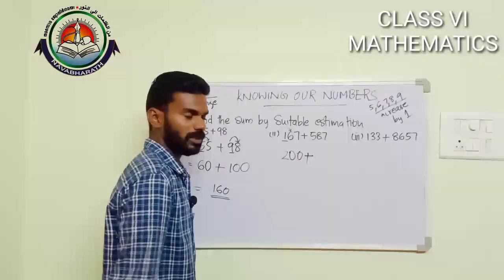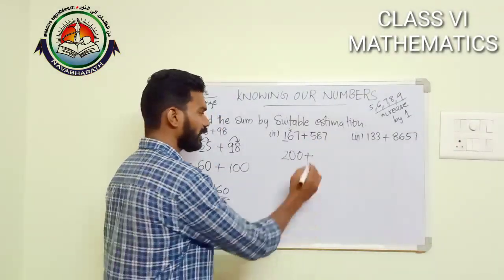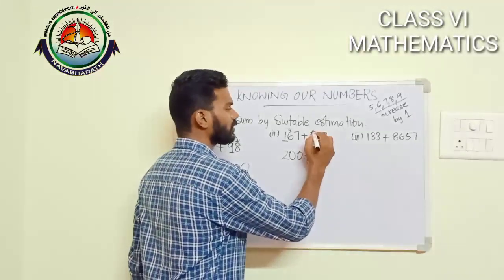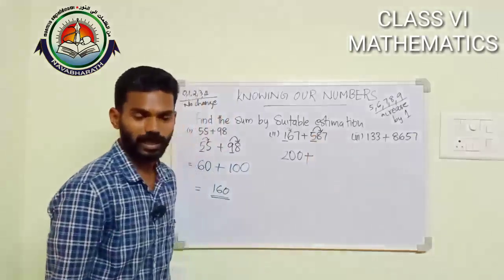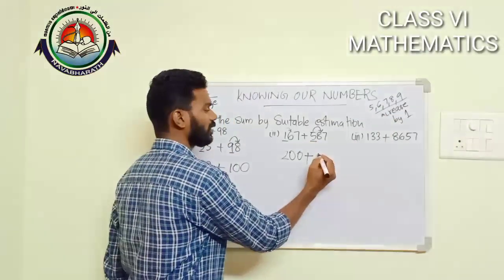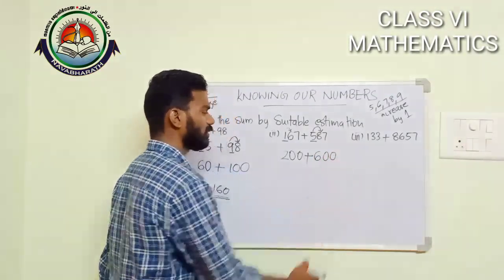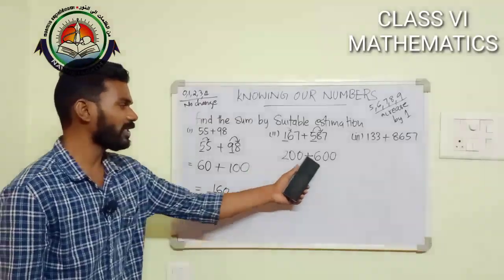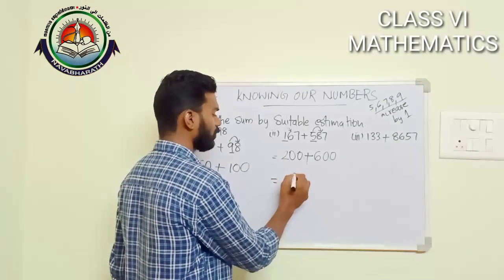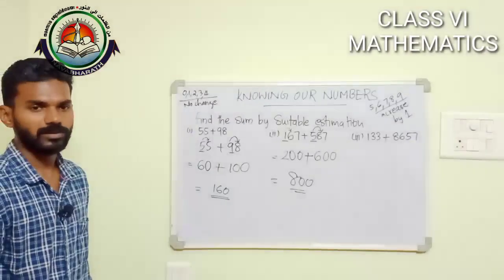Plus, it also wants to be rounded off to nearest 100. For that, consider the hundreds place. It is 5. Consider the next digit. It is 8. 8 belongs to this category. So this 5 must be increased to 6. Remaining digits must be 0. Now this can be easily done. 200 plus 600, which would be the answer? It would be 800. Clear?